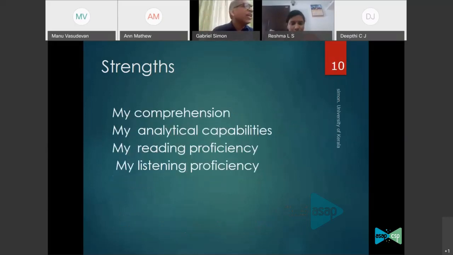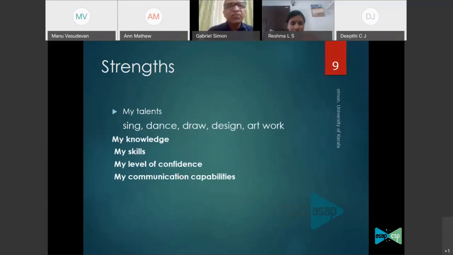Now in slide number 9, again, I'm looking at my strengths. I'm just saying some of them could be, this is just an example, my talents. People can sing, you can dance, you can draw, you can design, you can do artwork, you can do literary work. You also have good knowledge, my knowledge. My skills could be my strengths. My level of confidence, the confidence with which I'm working, that could be my strength. My communication capabilities could be my strength.